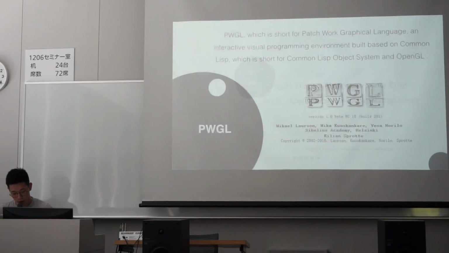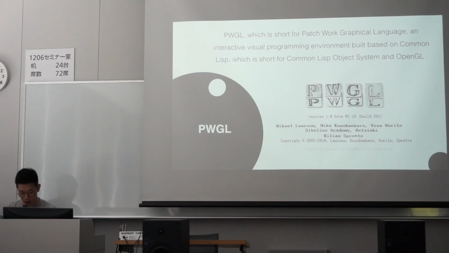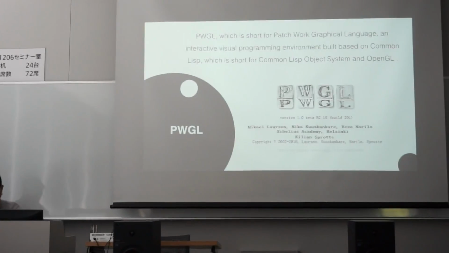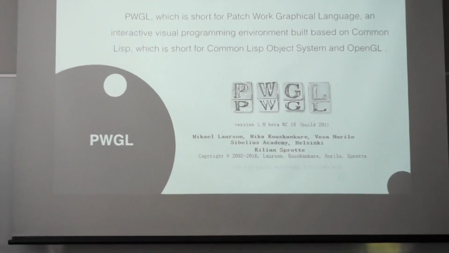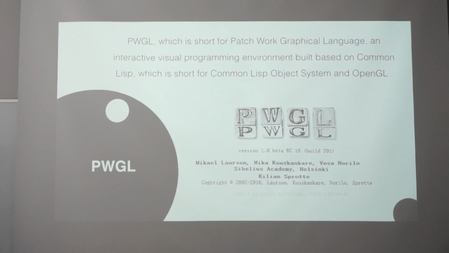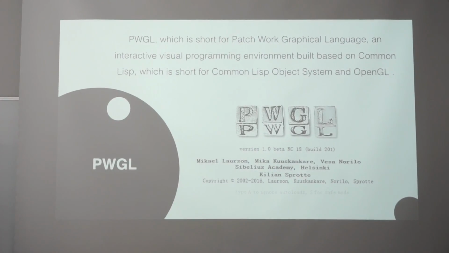PWGL, which is short for Patchwork Graphical Language, is an interactive visual programming environment built based on Common Lisp, which is short for Common Lisp Object System, and OpenGL. Many electronic music composers use PWGL as algorithmic composition software. The improvement of the various components of PWGL makes it play an increasingly important role in composition.